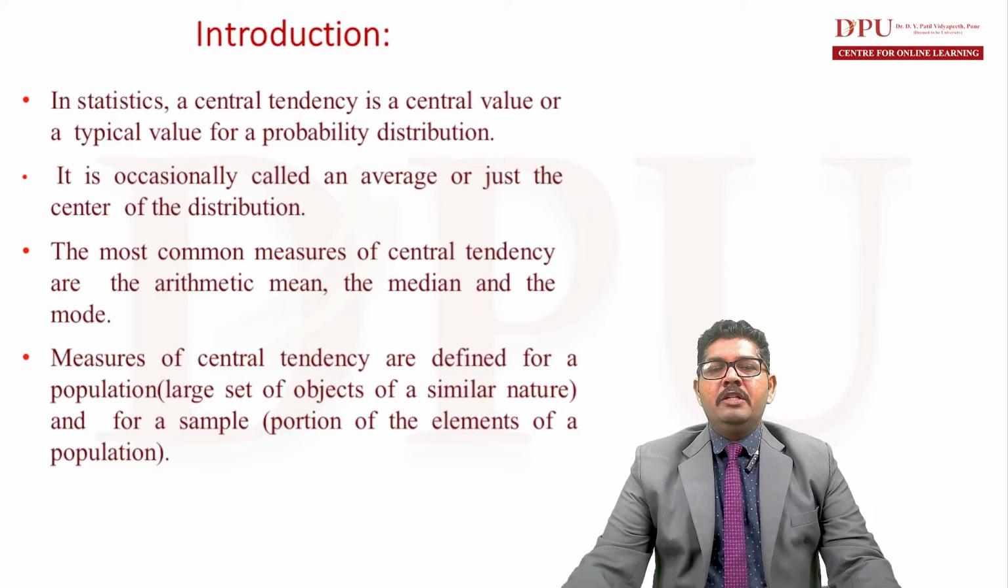Measures of central tendency are defined for a population, a large set of observations of a similar nature. Now what is a population? Population is the totality of the items which are under consideration of the survey or investigation, and a sample is a representative portion of the population. So measures of central tendency are calculated for population as well as sample.